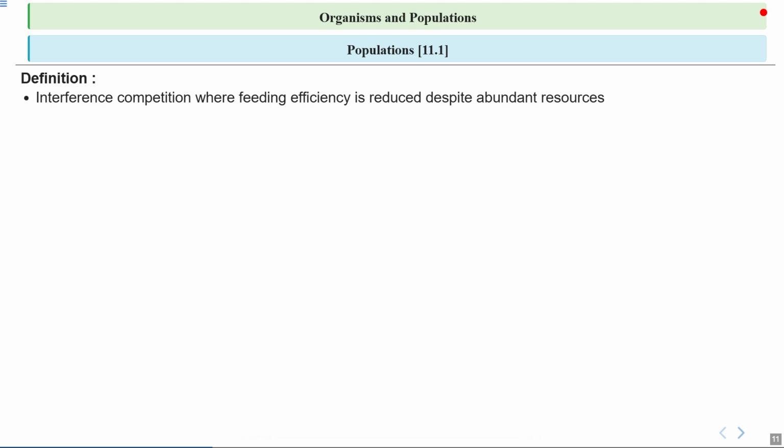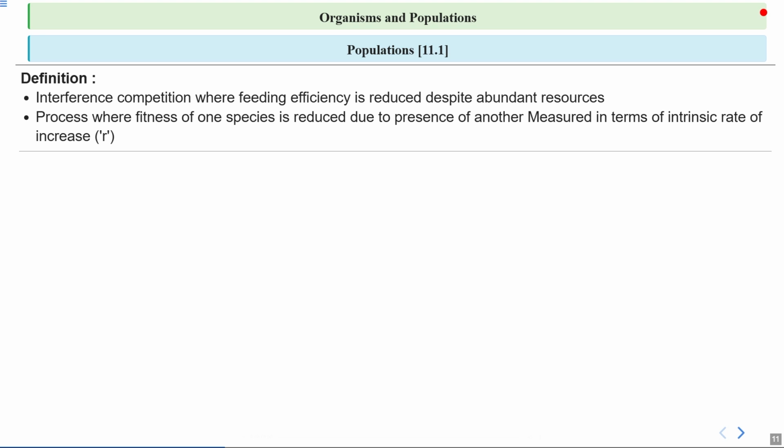Okay, now let's talk about interference competition. What is interference competition? This is a type of competition where the presence of one species reduces the feeding efficiency of another, even when resources are plentiful. So you can imagine two animals trying to eat from the same food source. Their mere presence can hinder each other's ability to feed effectively. Clear? So it is a process where the fitness of one species is reduced due to the presence of another, and this is measured in terms of intrinsic rate of increase.